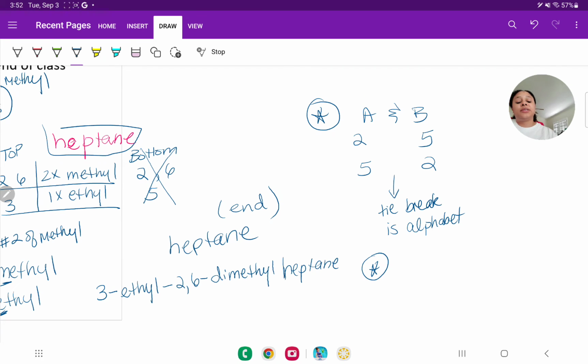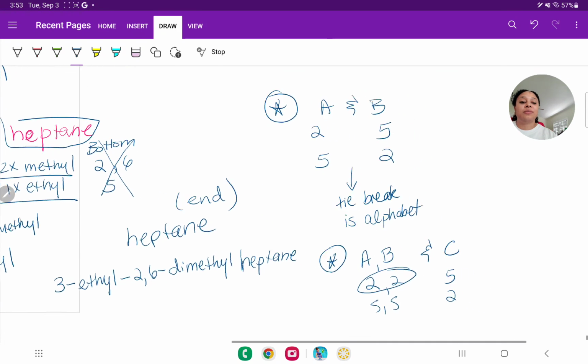Another rule is, what if you have a whole bunch of substituents and you want to decide, let's say, the number doesn't really make much of a difference. Let's pretend you have A and B at position 2, and then you have C at position 5. So this would be like 2 and 2, right? So this could be 5 and 5 or 2. If you swap them, then you would go by the one that has more of the higher substituents. So that would be kind of your tiebreaker. So those are some additional things.